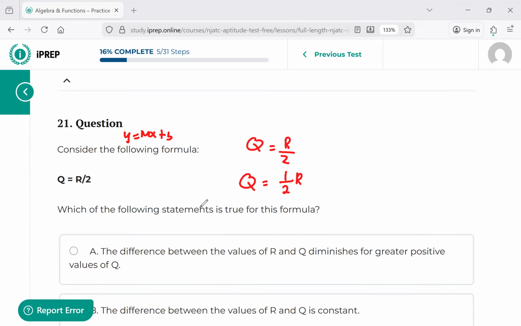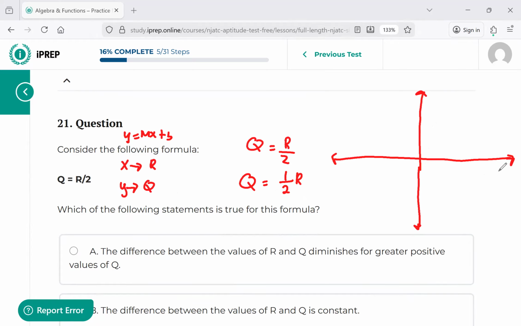So what I'm going to do is graph it. I've got to figure out what my x and my y are. Our x is really our r, and my y is really the q. That's also very important.